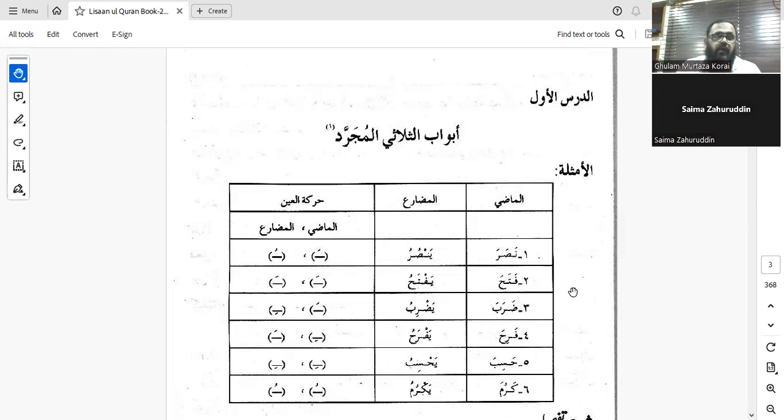Yes, sir, that's clear, alhamdulillah. How many chapters are there in Abwab Thulathi Mujarrad? There are six altogether, and they all have different sounds. Why do we call them Thulathi?